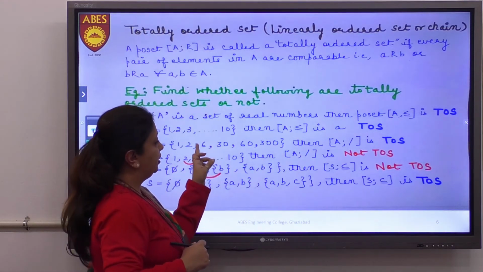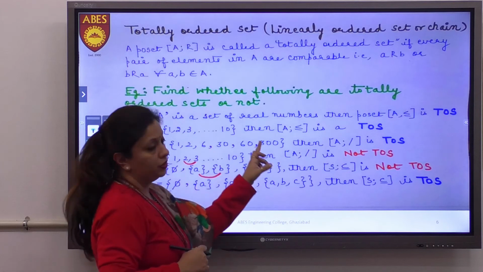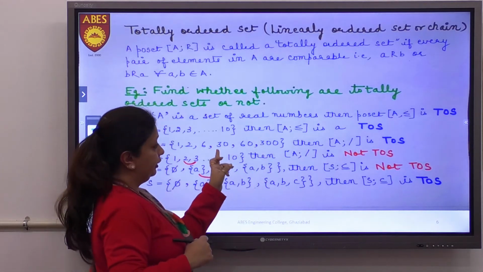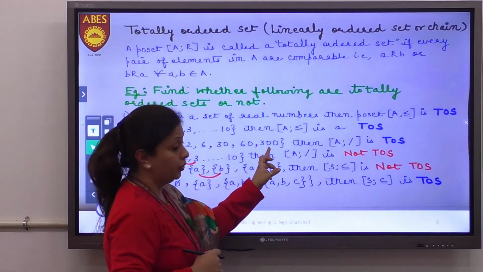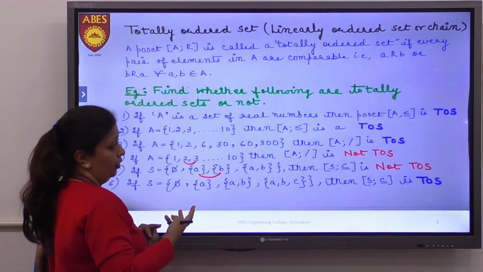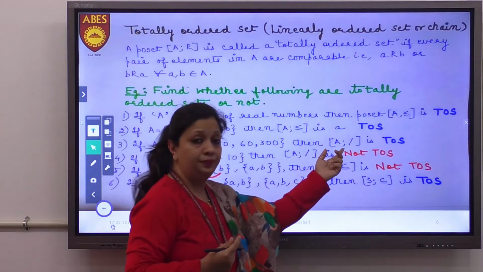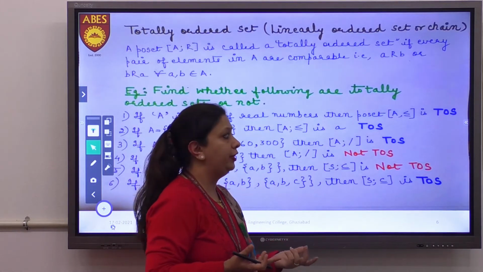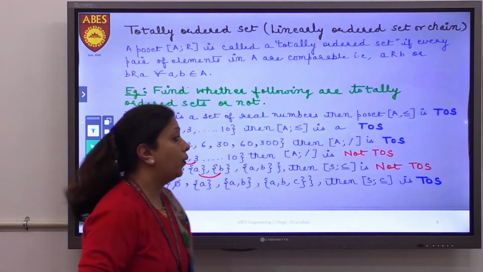Similarly, 6 divides 30, 6 divides 60, and 6 also divides 300. 30 divides 60, 30 divides 300. 60 divides 300. So you take any pair of elements and you can place a divides symbol between them. So it is again a totally ordered set.